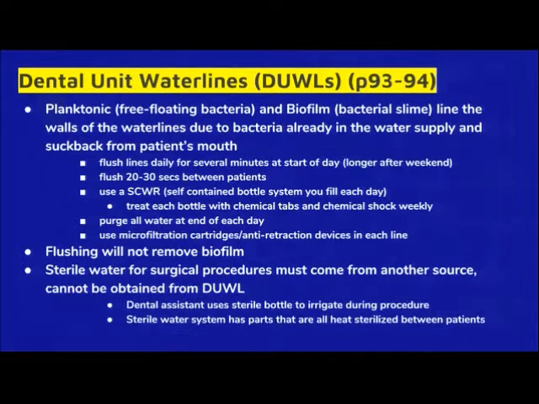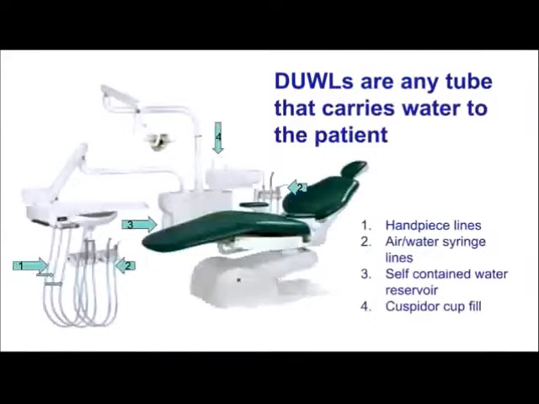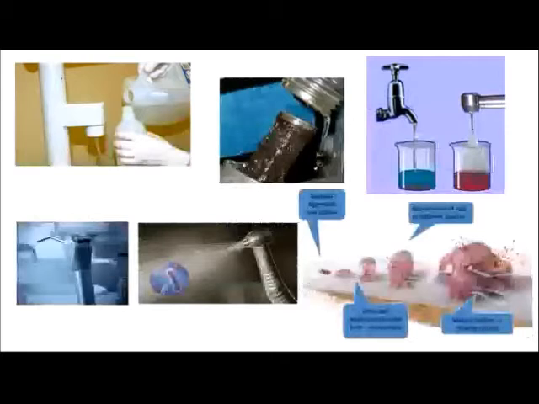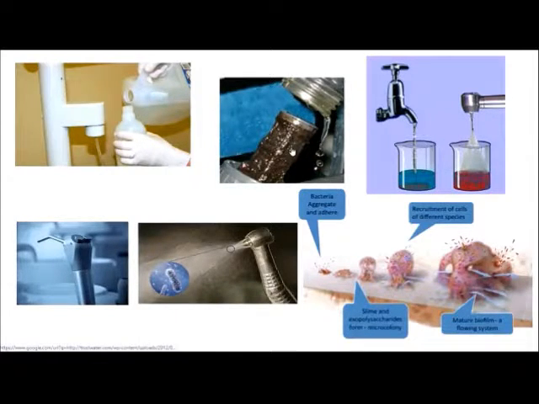Dental unit water lines will never deliver sterile water, so sterile water has to come from a separate source. So this is just a diagram of where the dental unit water lines are, so that you can get an idea. Anything that connects to a handpiece, anything that connects to an air water syringe, any self-contained water reservoir, and anything that fills water for a patient. There you can see how small these lines are if you look into these little openings. And you can see what the slime looks like once it's built up.